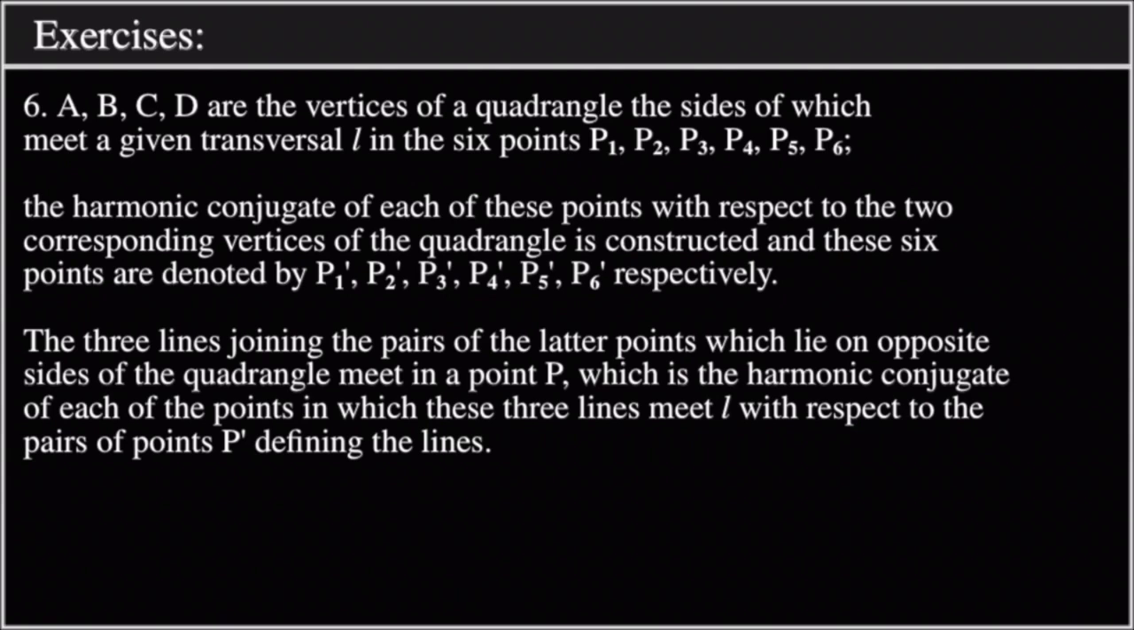The three lines joining the pairs of the latter points which lie on opposite sides of the quadrangle meet in a point P, which is the harmonic conjugate of each of the points in which these three lines meet L, with respect to the pairs of points P' defining the lines.